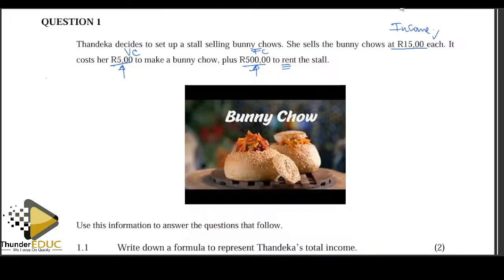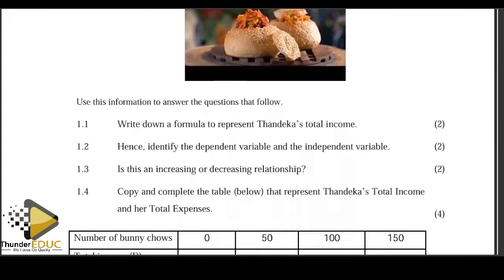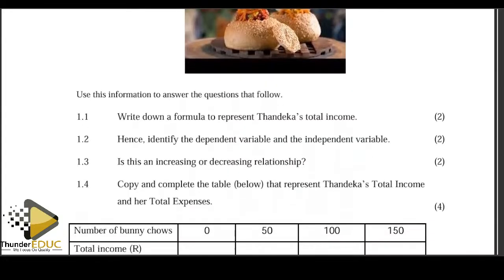All right, let's go to the questions, having summarized our scenario. Write down the formula to represent Tandeka's total income. Now, total income: she sells each bunny chow at 15. So the formula will be 15 times the number of bunny chows. Then they're telling us to identify the dependent variable and the independent variable.